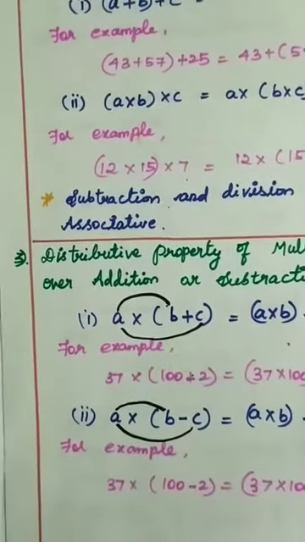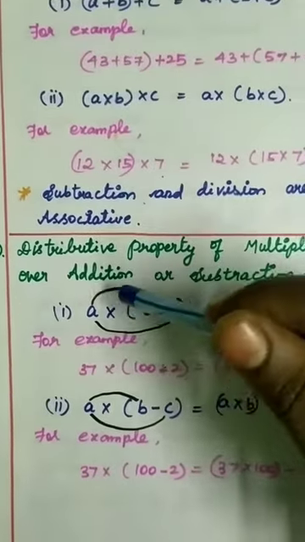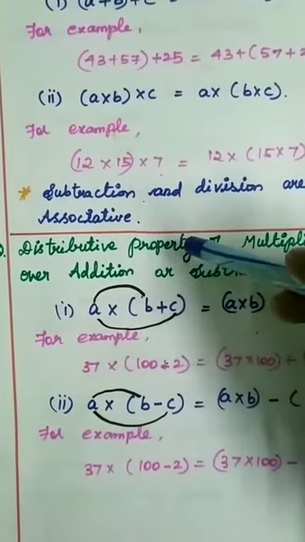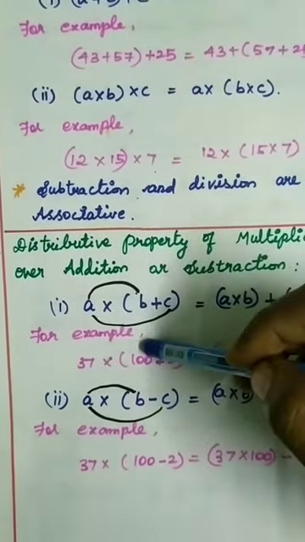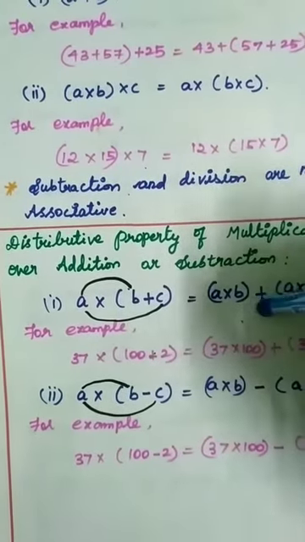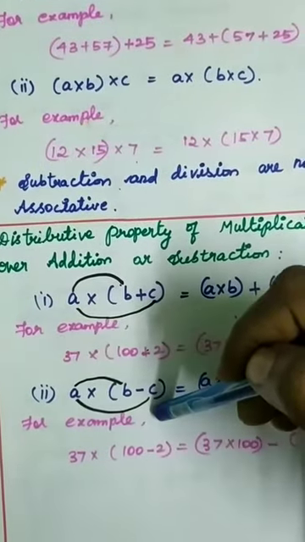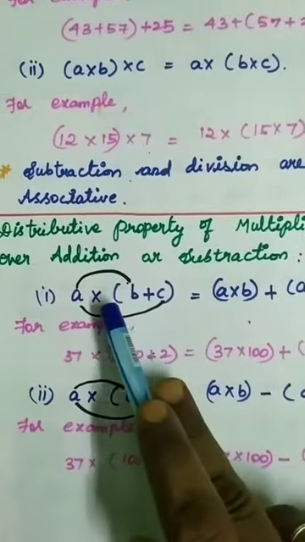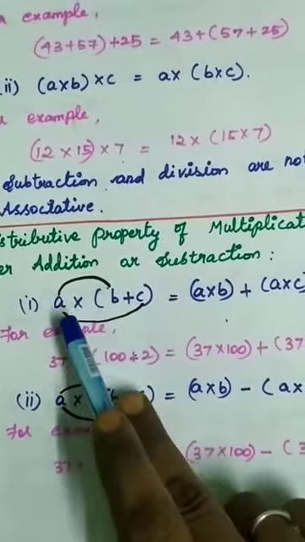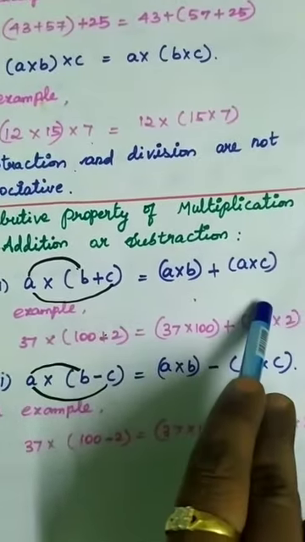Go to the third property, distributive property of multiplication over addition or subtraction. What is that? Distributive property comes with multiplication and addition. In this one property we have addition and multiplication, and also multiplication and subtraction. See this, the first one, a into (b plus c) equal to a into b plus a into c. That's it.